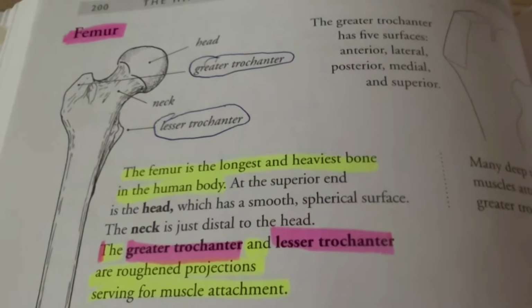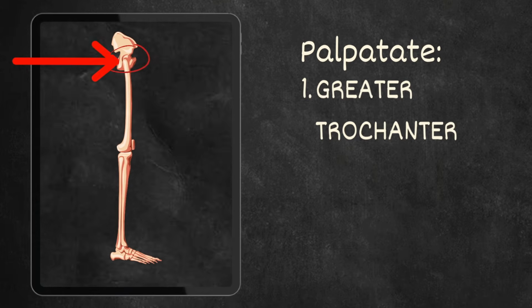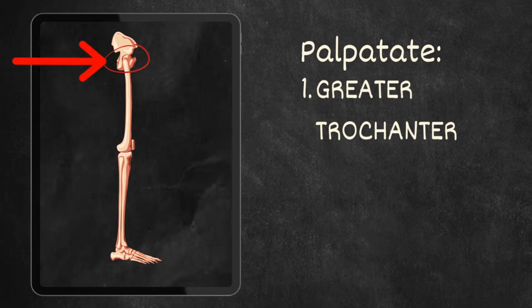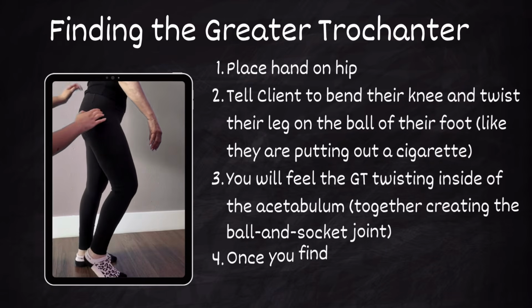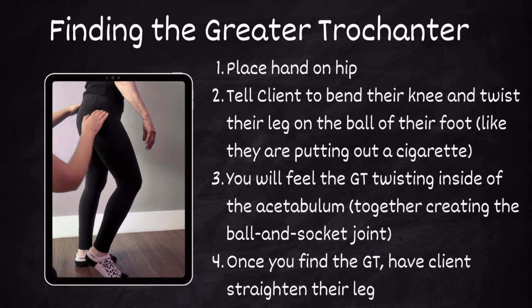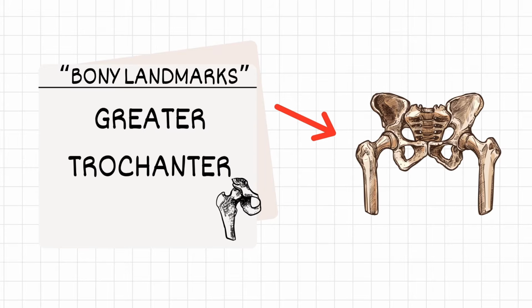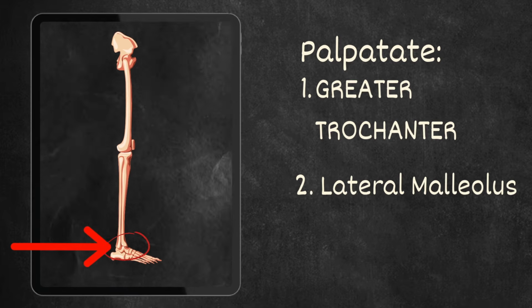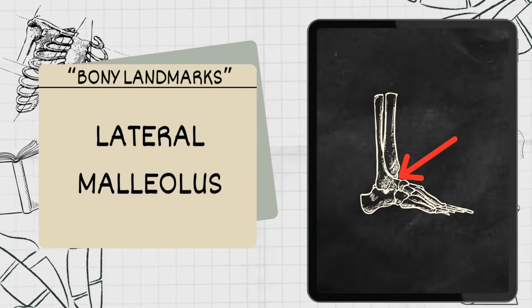So the first thing we need to do is palpate the greater trochanter. To palpate the greater trochanter, you want to place your hand on your client's hip. Have them go onto the ball of the foot of that same side and twist their foot from side to side like they're putting out a cigarette. You will feel the top of that thigh bone rotating in that hip joint, and that's your greater trochanter. To find the lateral malleolus, it's much easier. It's just the bony part of that ankle joint on the side.